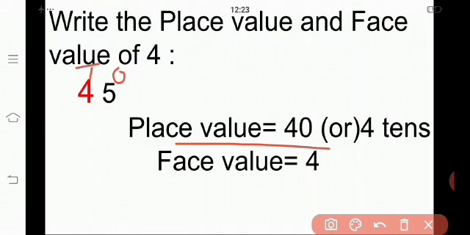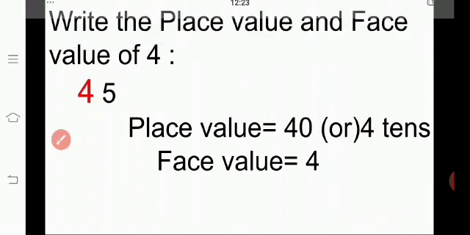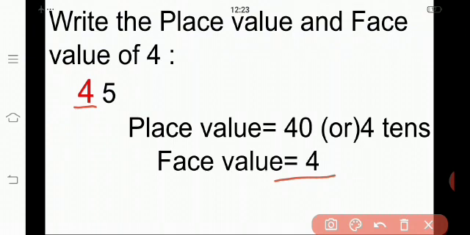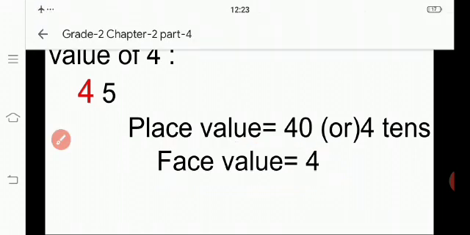Is it, children? Next, we are going to discuss about face value. What we learnt about face value? The face value of each digit in a number is same as the digit itself. Is it, children? Do you remember it? Yes. So, what is the face value of 4? Same as the digit itself. So the place value of 4 is 40 or 4 tens. Then face value of 4 is the digit itself. That means 4 only will come. Shall we move on the next one?